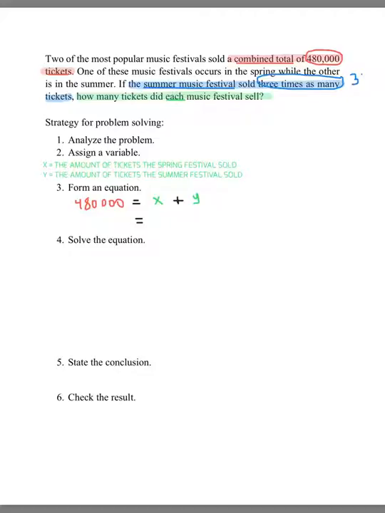And we know we're going to be comparing the number of tickets sold at the Spring Music Festival with the number of tickets sold at the Summer Music Festival. And it tells us that the Summer Music Festival sold 3 times as many tickets. So Y should definitely be bigger because Y is representative of the Summer Music Festival. So Y is definitely going to be bigger.